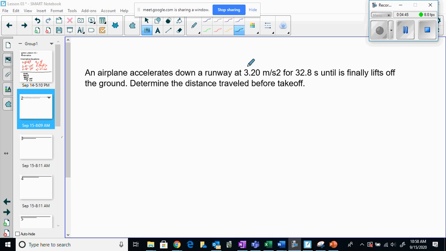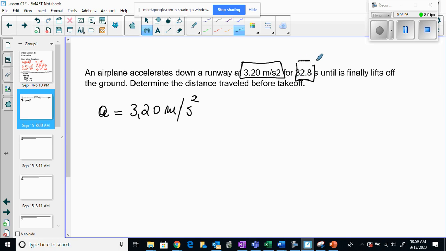So what is given here? What is that 3.2 meters per second squared? On the chat, guys. Acceleration, good. So acceleration is 3.20 meters per second squared. And 32.8 seconds, as you see from the units, you can say that it is what? Time. Time is 32.8 seconds. And what they are asking you is the distance. Okay, distance.